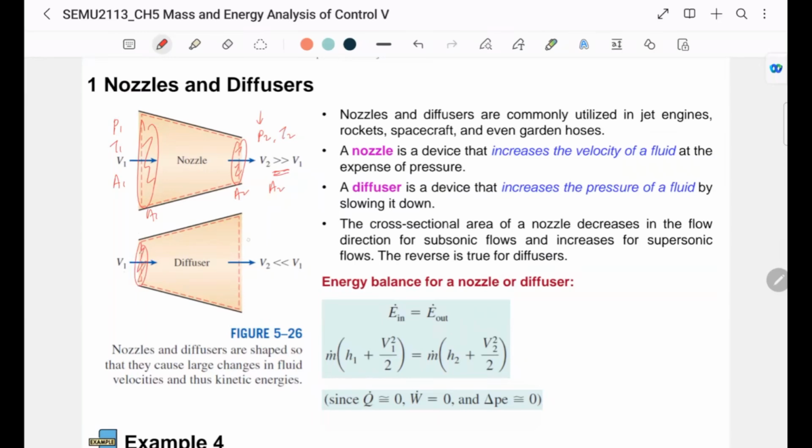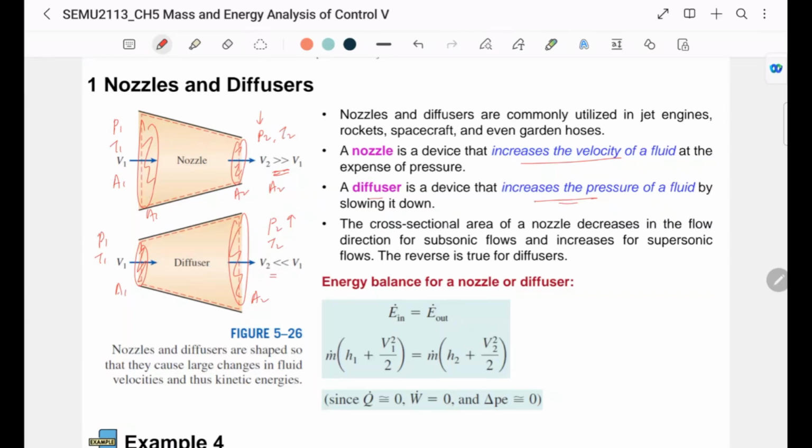Diffuser is the opposite. We slow down the velocity so that the pressure can build up. Of course, the area will be different as well. So it's really just two opposite devices: nozzle to increase the velocity, diffuser to increase the pressure.